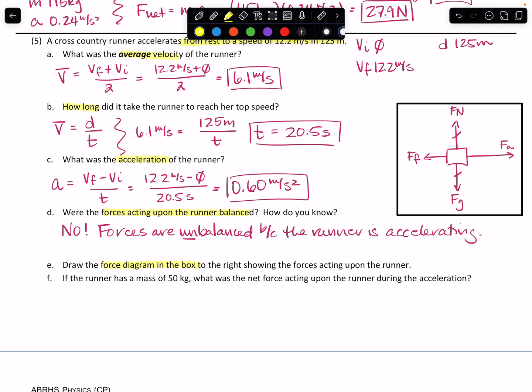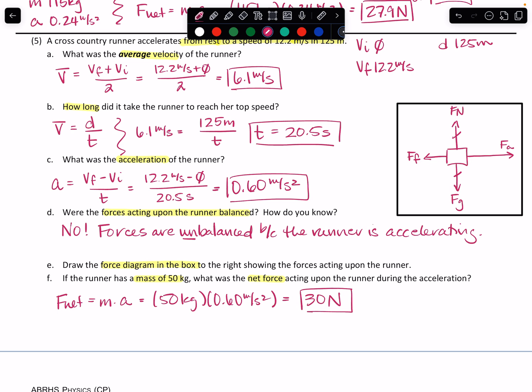All right. So for this last part, if the runner has a mass of 50 kilograms, what is that net force? Again, we're going to be using our F net equals mass times acceleration. We'll use our 50 kilogram mass and multiply that by our 0.60 meters per second squared acceleration, and we're going to have a net force of 30 newtons. Now, if I knew how much force her legs could apply, I could then use that applied force and the net force to figure out friction, but we're not going to do that in this problem.